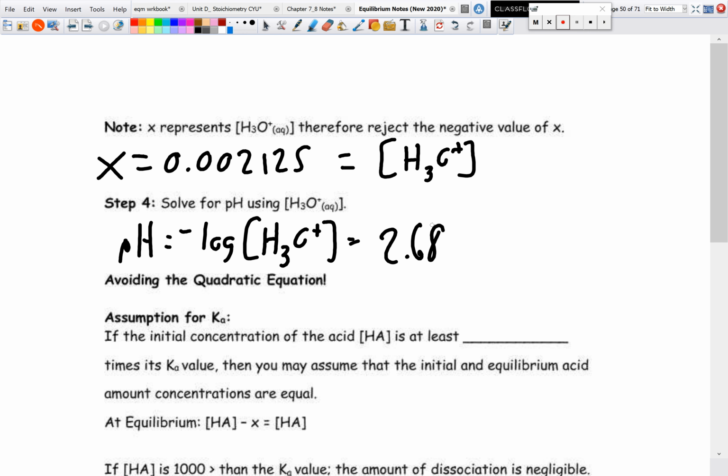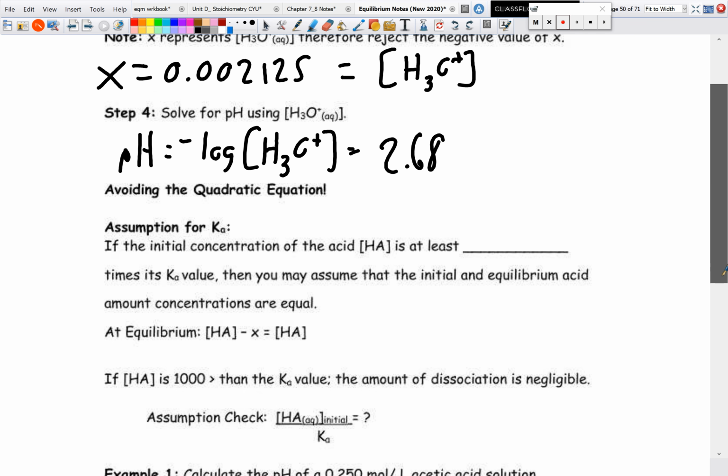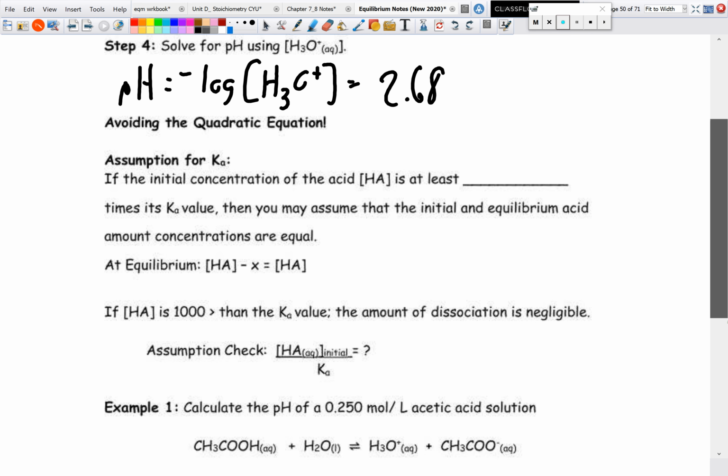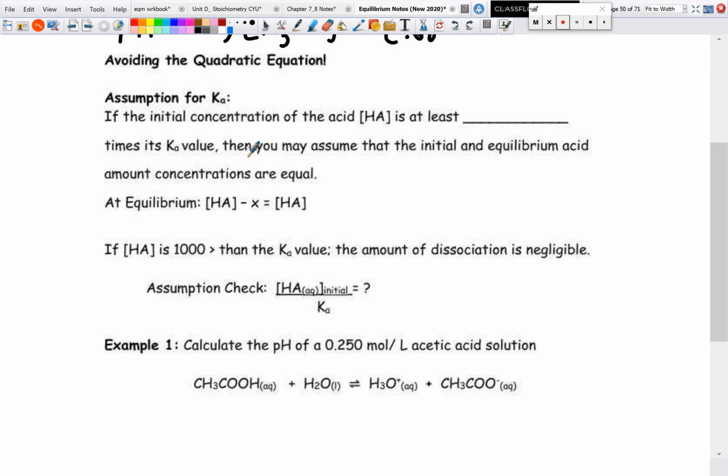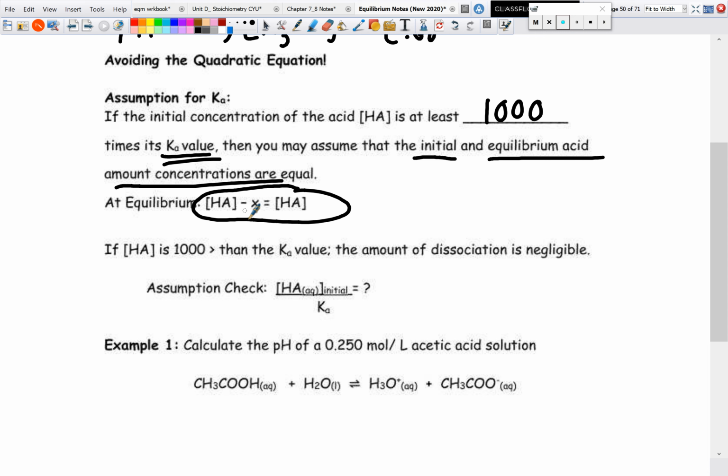As we can tell, if you had to do the quadratic every single time, that's a lot of work. And like I said, you've done the quadratic enough in math class, that's why we're not going to ask you to do the quadratic equation here. We're going to ask you to avoid it, and this is done with an assumption check. The assumption check says that if the initial concentration of the acid is at least 1,000 times the Ka value, we can assume the initial and equilibrium concentrations are equal. That means if we take the concentration of our acid and subtract x, we get the concentration of the acid.